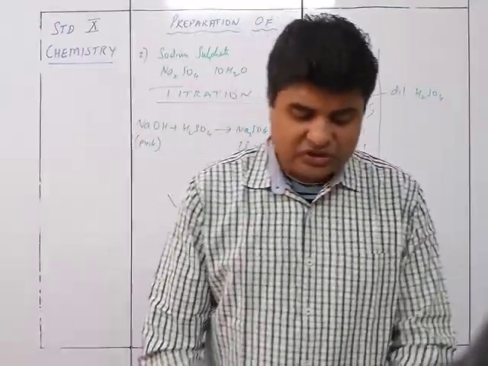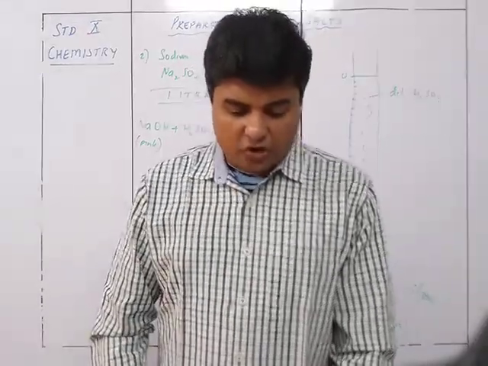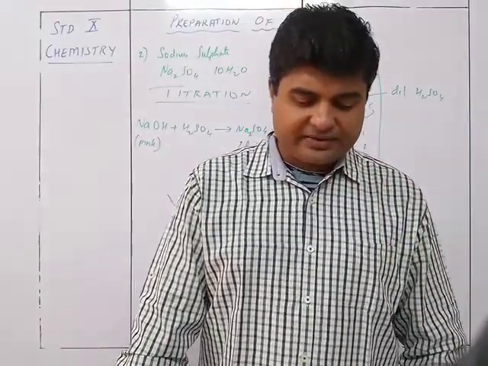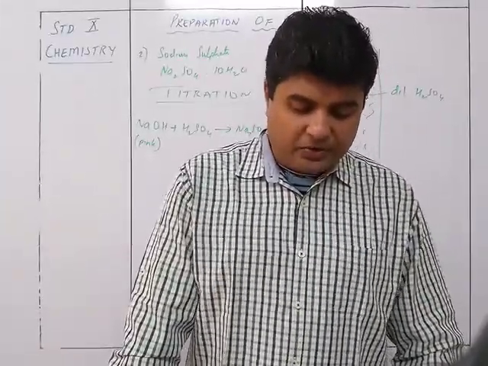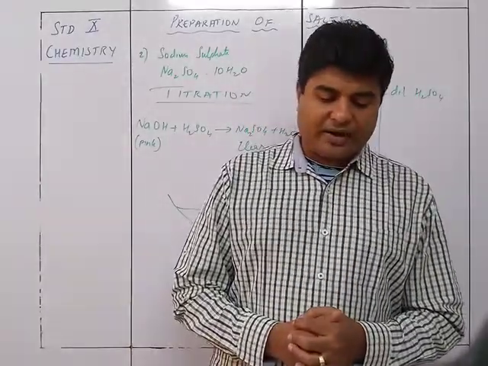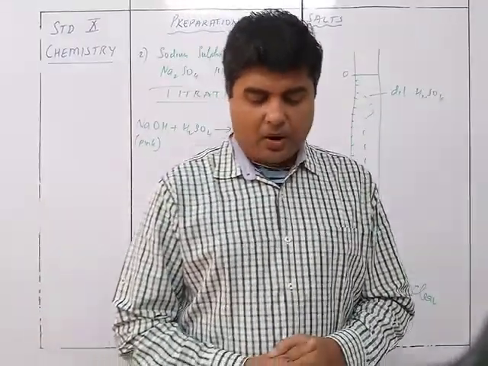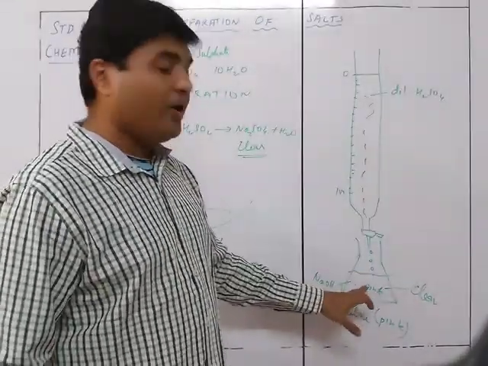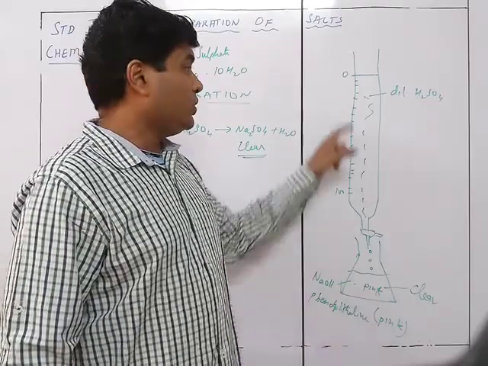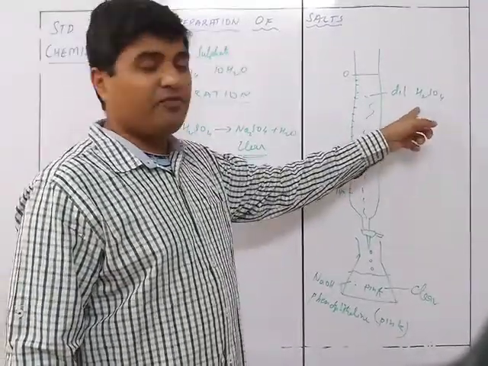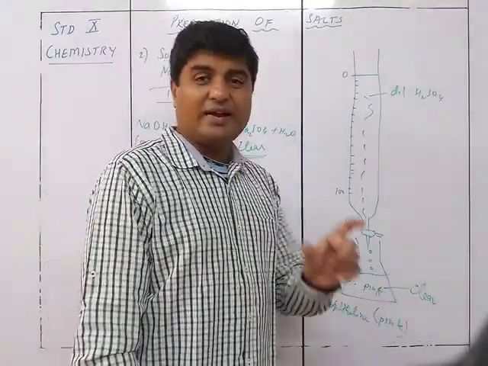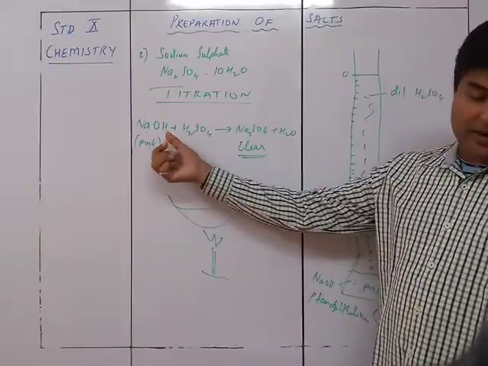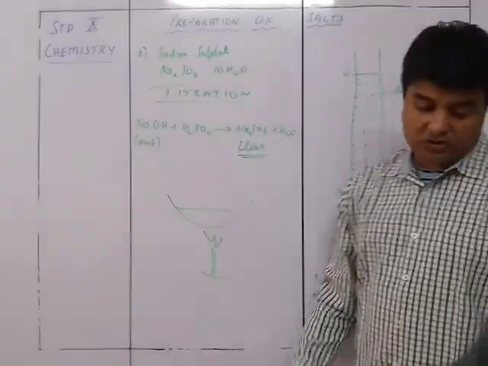So we see by action of dilute acid H2SO4 on a soluble base sodium hydroxide, since both the reactants and the products are soluble, titration is conducted to determine the completion of the neutralization reaction, to determine the amount of sulfuric acid required to neutralize a known amount of sodium hydroxide. So if you have taken 100 ml of NaOH, you know how much dilute sulfuric acid will be required to neutralize it. So this is the reaction, NaOH plus H2SO4 gives Na2SO4 plus H2O.